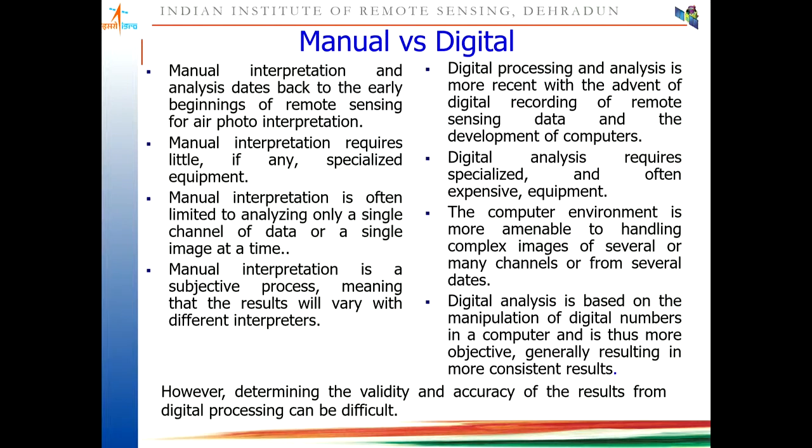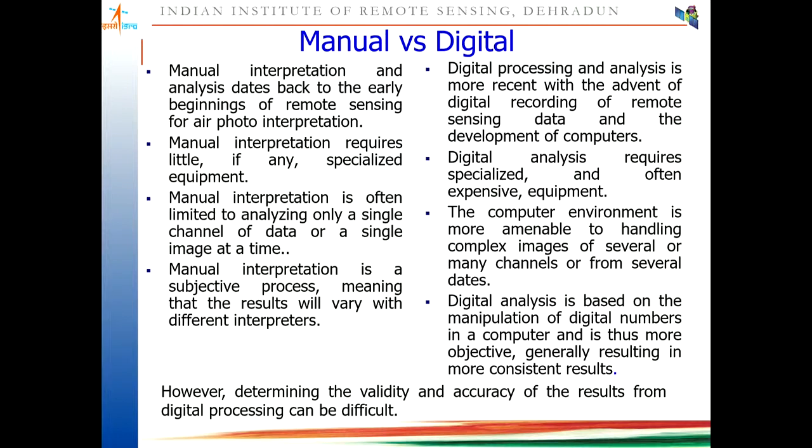So manual interpretation and analysis is the beginnings. It dates back to the very early beginnings of photo interpretation, whereas digital image analysis is more recent. Manual interpretation requires little, if any, specialized equipment. Digital analysis, on the other hand, requires some equipment and specialized training. Manual interpretation is often limited to analyzing only a single channel of data or a particular combination of the bands at one time.